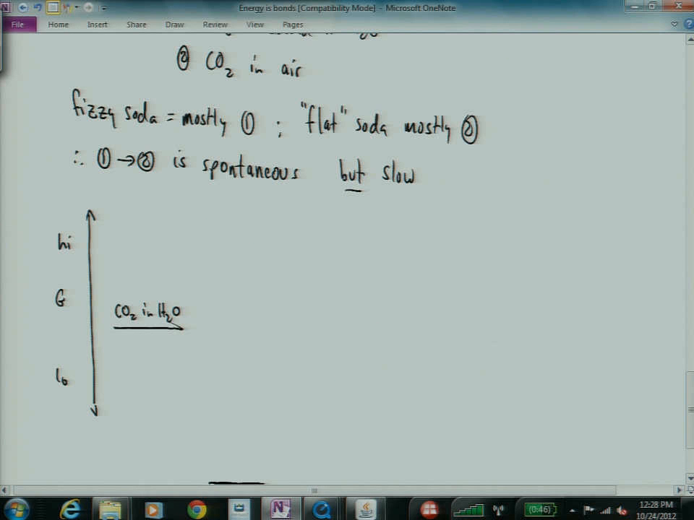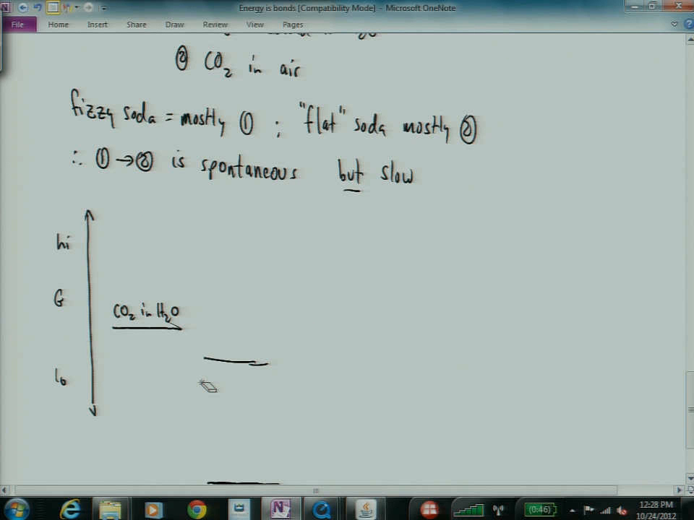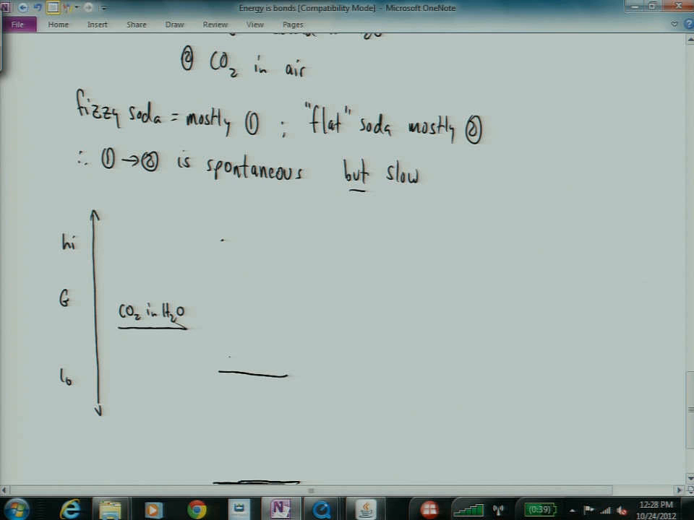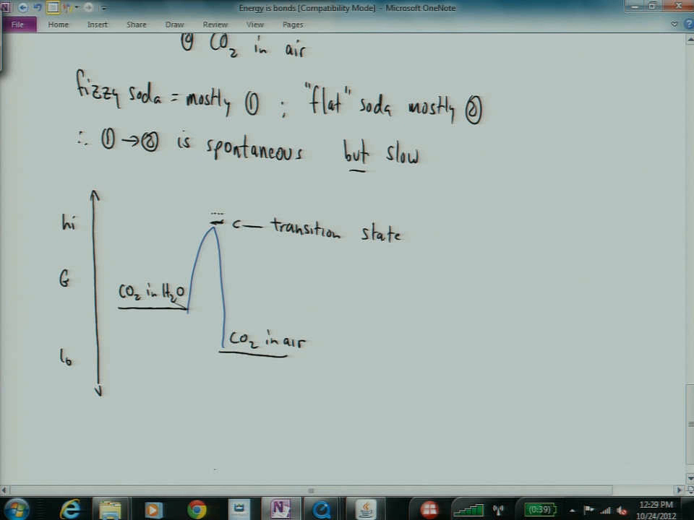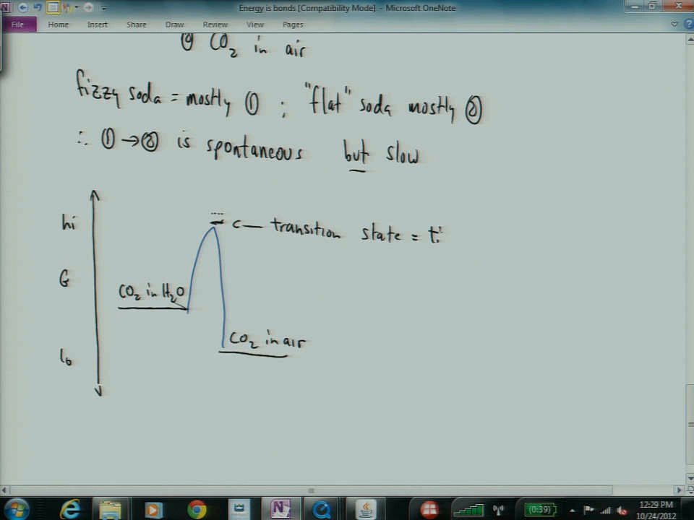If my pen would write. Why is my pen not writing? There we go. Oops. Why is it? CO2 in air. All right.